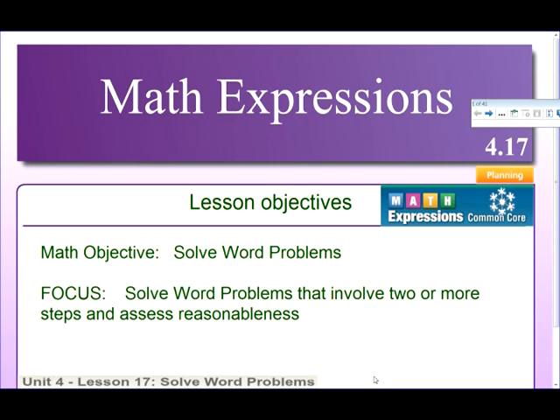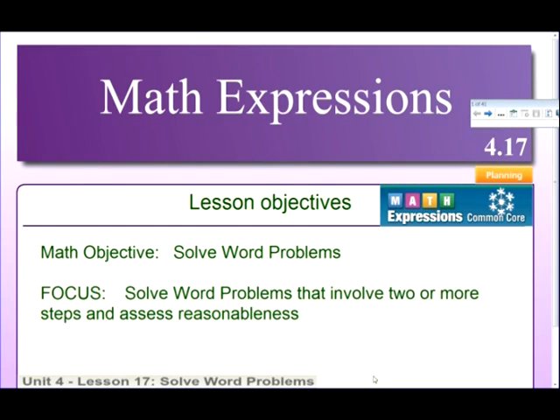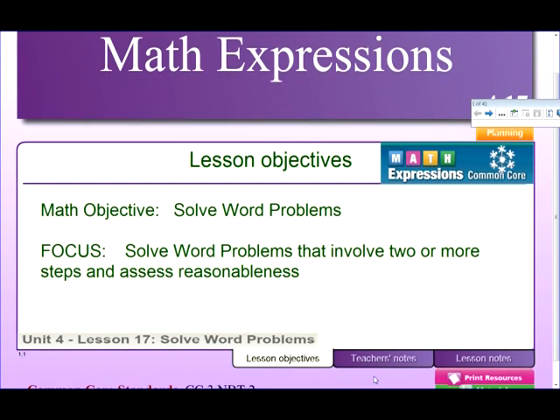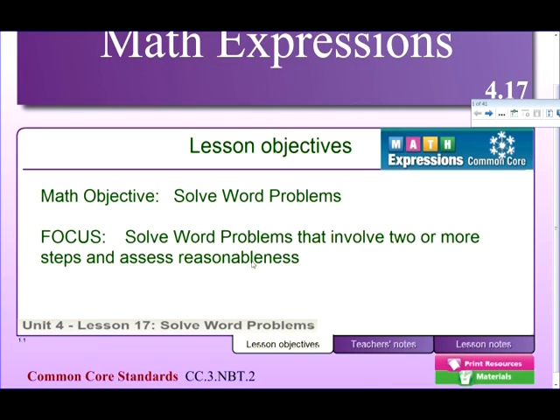We'll be using Math Expressions today, lesson 4-17, which is working with solving word problems. Our focus today will be solving those word problems that involve 2 or more steps. Assess reasonableness. That means we're going to look at those problems and see if they're correct.